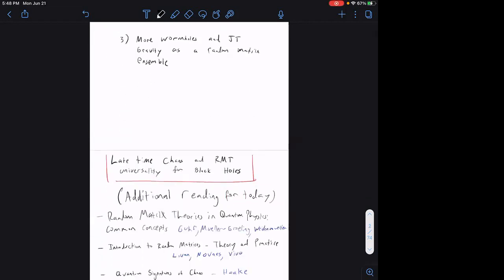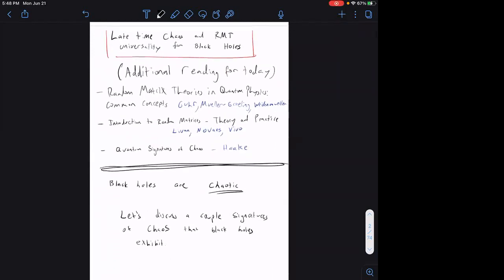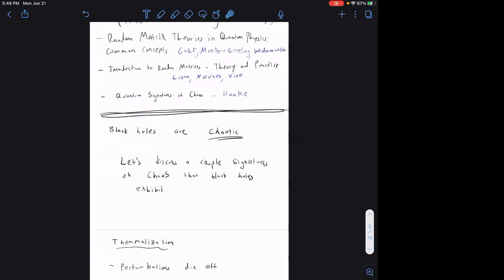Okay, so I also have, just for today's stuff, a few references if anyone wants to learn more. I particularly recommend this book here, Quantum Signatures of Chaos by Haake, if you can find that book. Okay, so now finally we'll get started on the actual stuff.